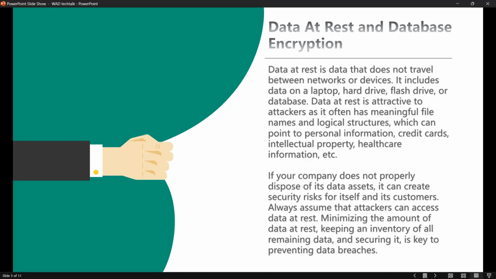If your company does not properly dispose of its data assets, it can create security risk for itself and its customers. Always assume that attackers can access data at rest. Minimizing the amount of data at rest, keeping an inventory of all remaining data, and securing it is key to preventing data breaches.